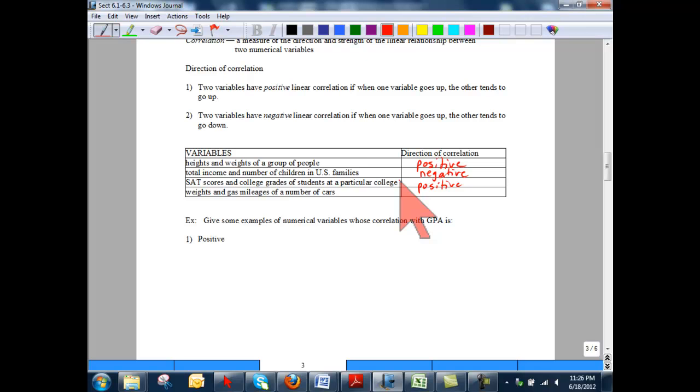And weights and gas mileages of a number of cars, we already said that those are negatively correlated.